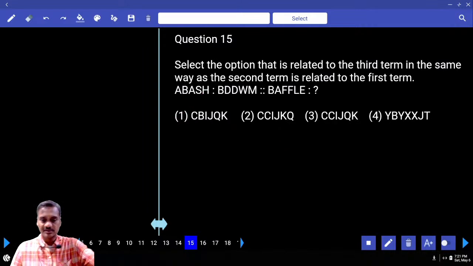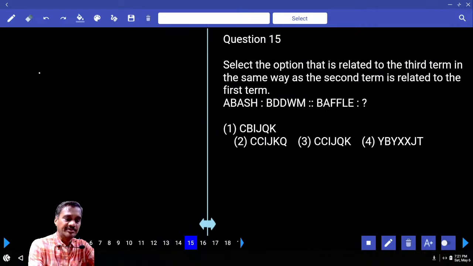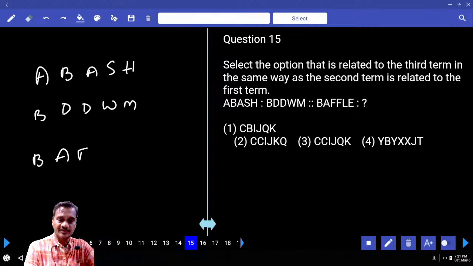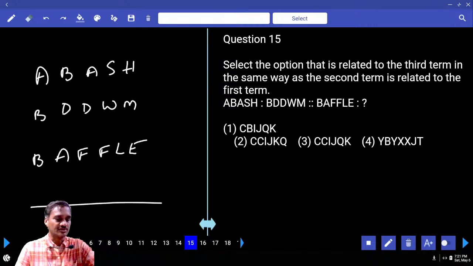Then the 15th one. Now in this, ABASH, and its code is BDDWM. Now BDDWM. And in the same way, BAFFLE. Now in this word baffle, what is the other code? Now tell me what is the logic behind this one?